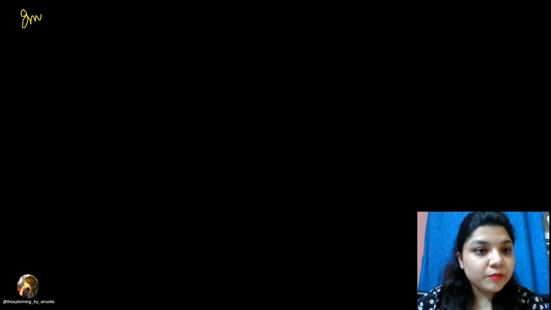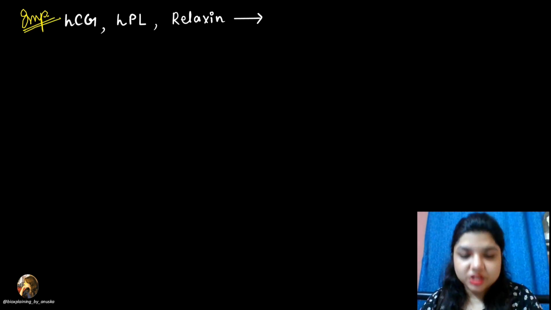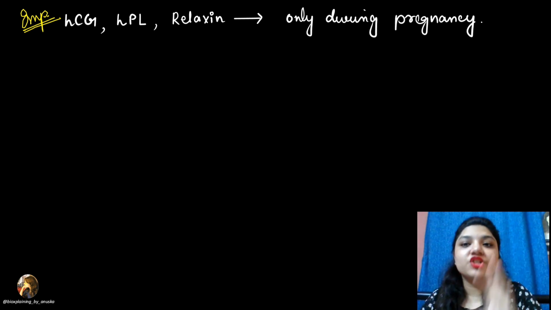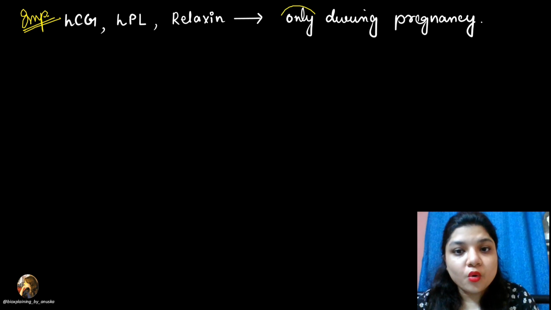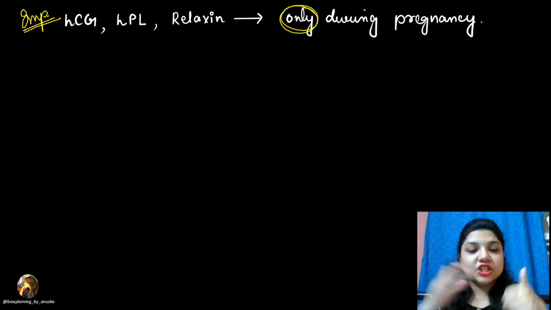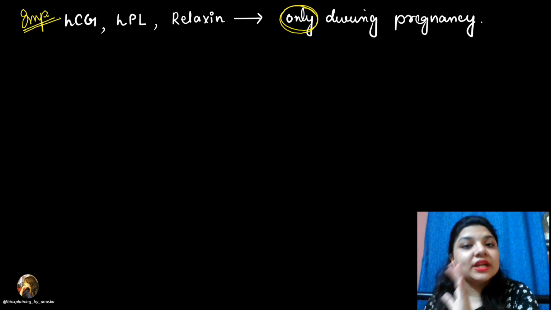So what is it that we have to remember? It's very important for us to remember that the hormones HCG, HPL and relaxin are secreted in a woman only during pregnancy. Only during pregnancy, right? So HCG, HPL, relaxin only during pregnancy.